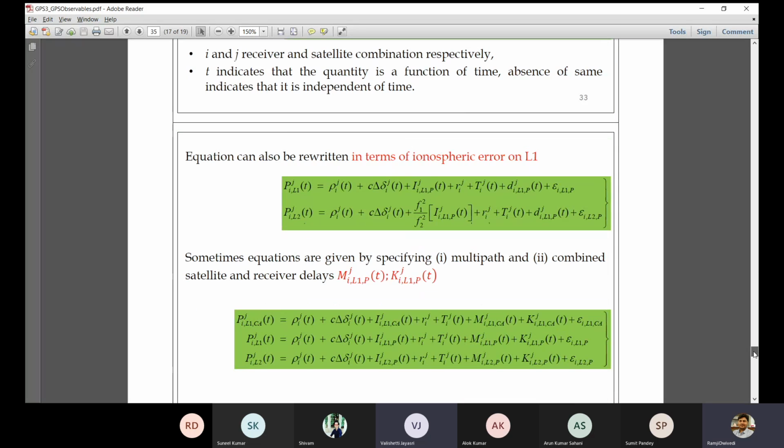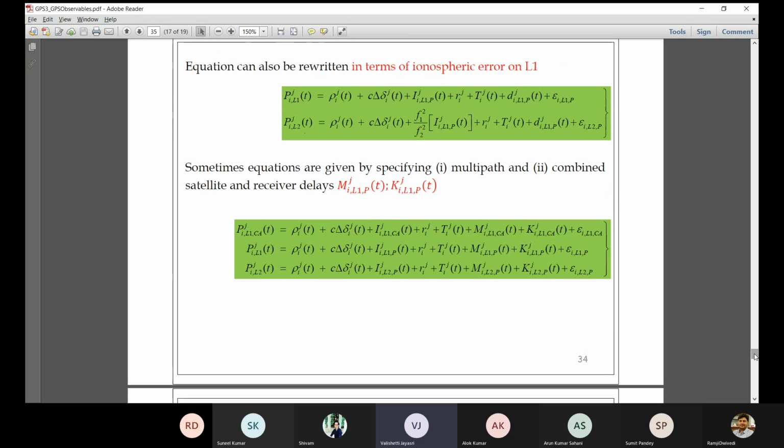Coming back to another segment, as I've told you, why do we use a dual frequency receiver? To mitigate the effects of the ionosphere. Because ionospheric error is dependent on the frequency. The ionospheric error is inversely proportional to the square of the frequency. So P_i^j L1, the pseudo range between the ith receiver and jth satellite for the P code modulated on L1, is written as the above line.